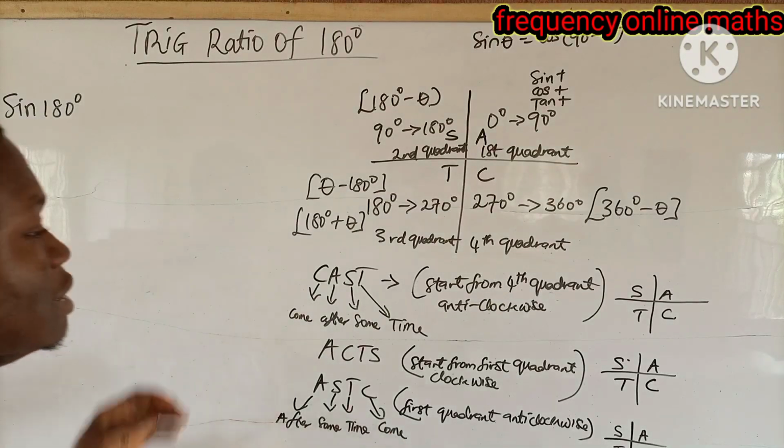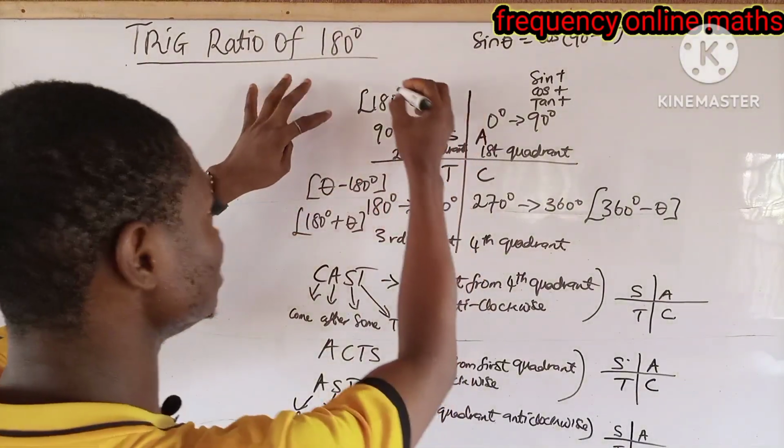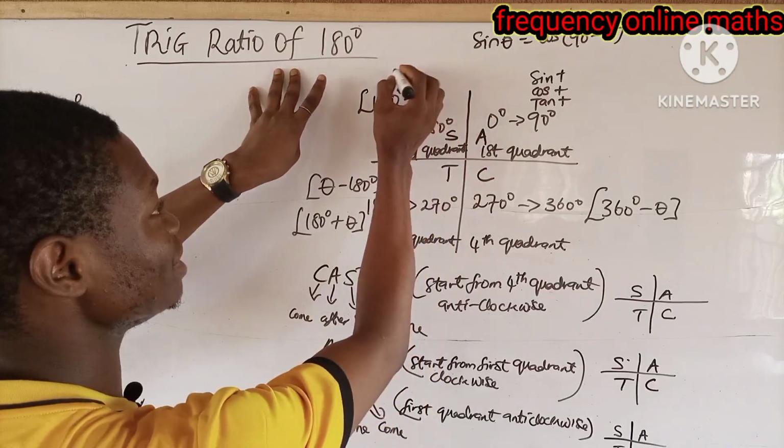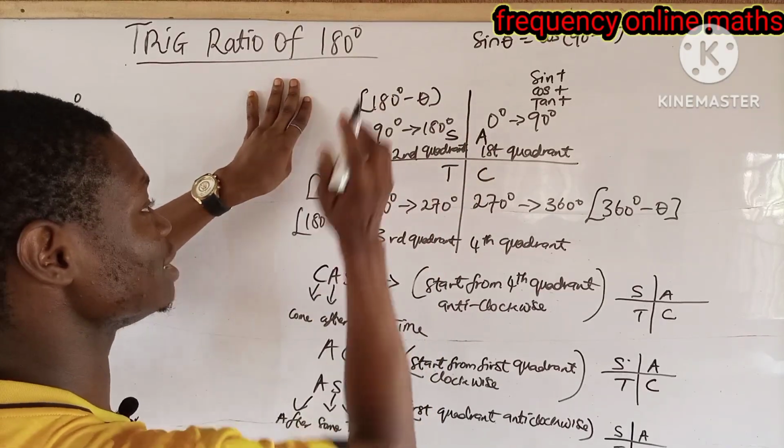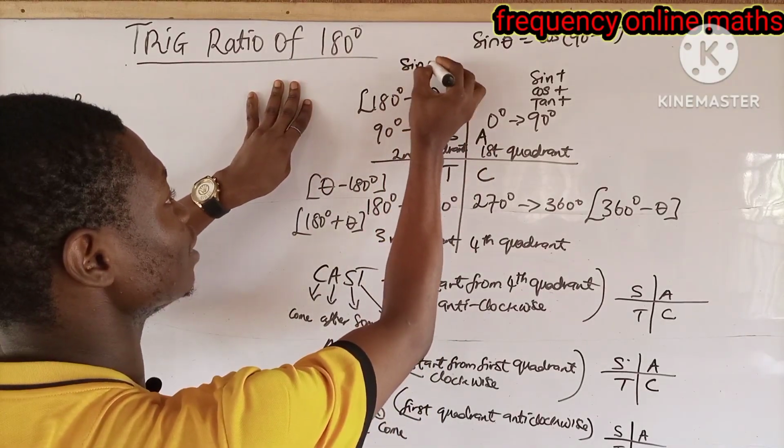So that's it. Now let's go to this side. This S means that sine is only positive here. So sine is positive.